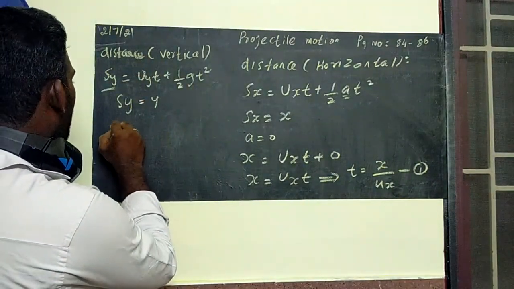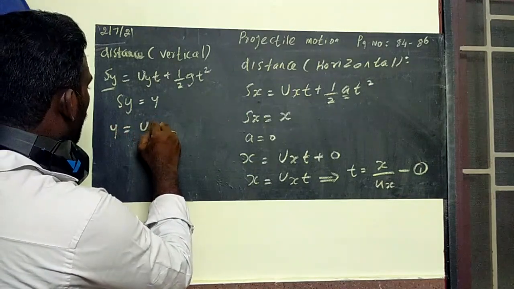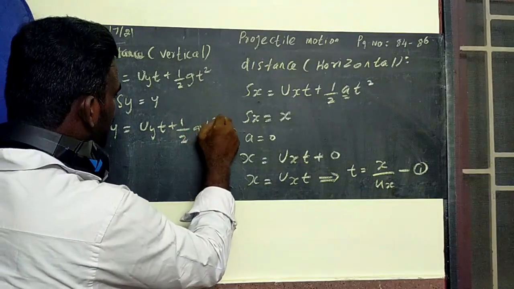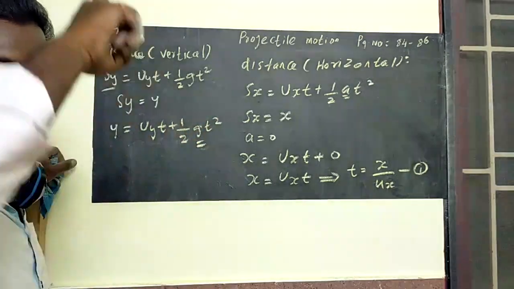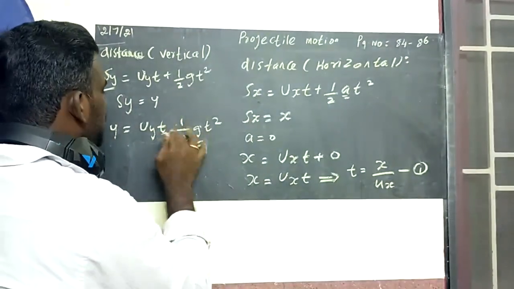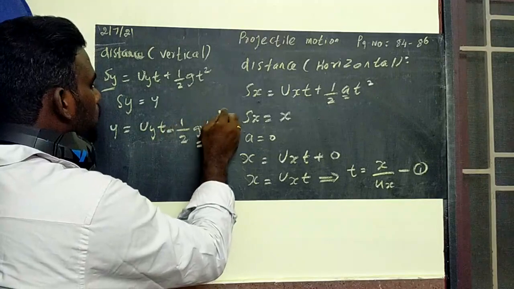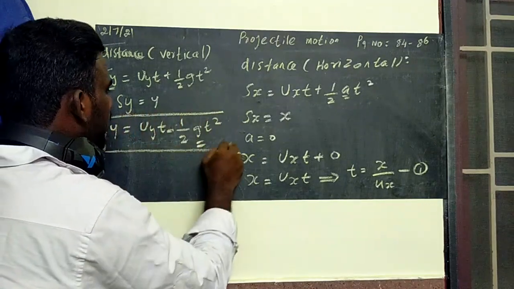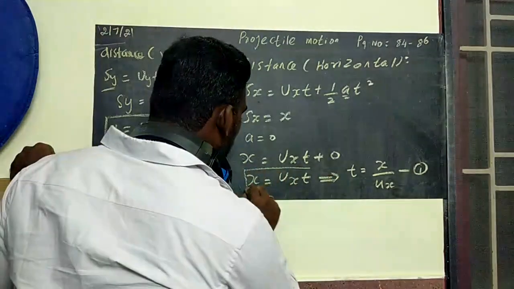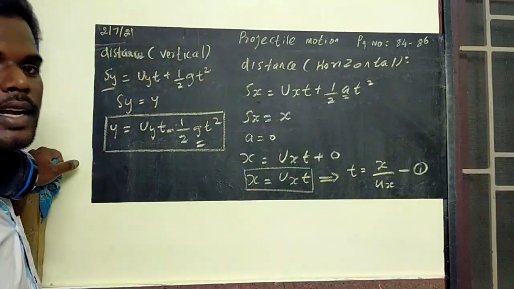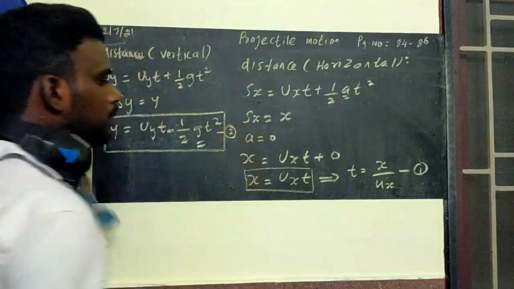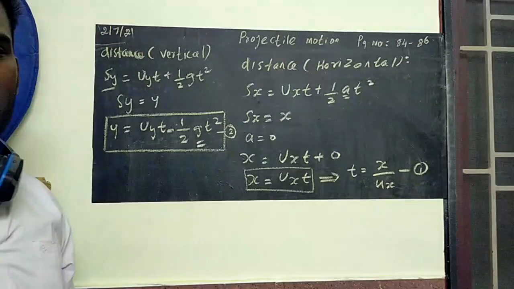That is y equal to uyt plus 1 by 2 gt square, and we know that this g is always downward, but the object is moving upward. So in place of g, I can replace it with minus. So this is the distance traveled by the body in the y axis at any time t. And this is the distance traveled by the body in the x axis at any time t. This will be equation number 2.